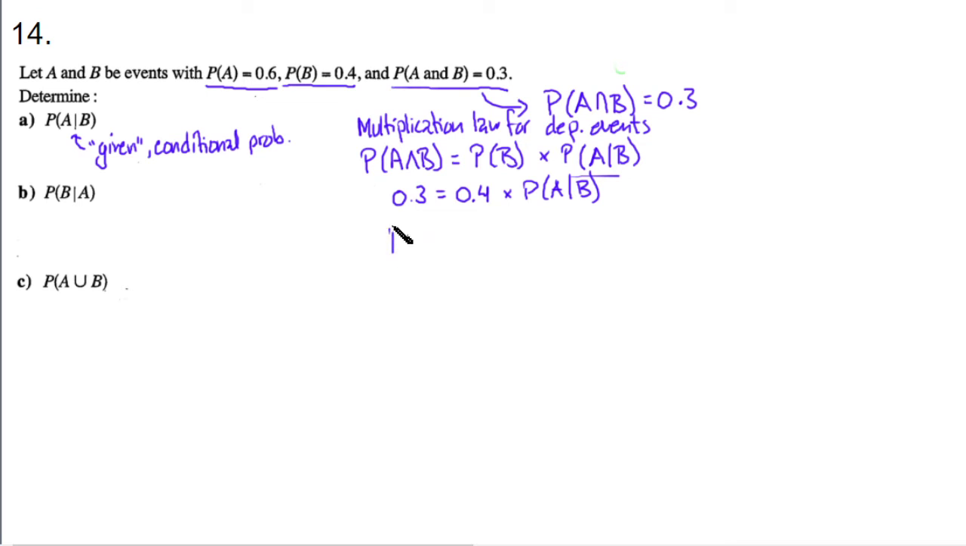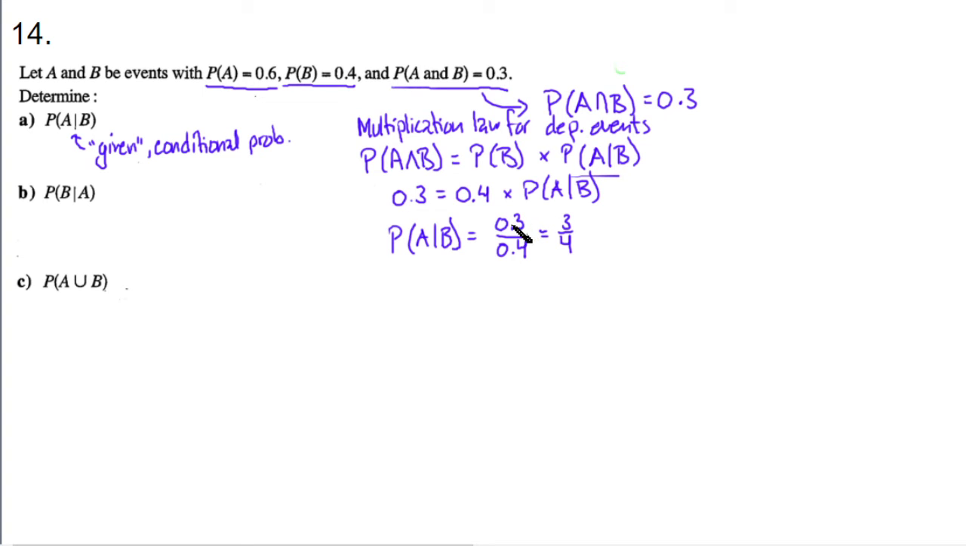And now we just solve for this. So we're going to get the probability of A given B as 0.3 over 0.4. Now we never want to leave a quotient with decimals in the numerator and the denominator. So this can be simplified to 3/4. Just multiply numerator and denominator by 10. All right, so that is A.